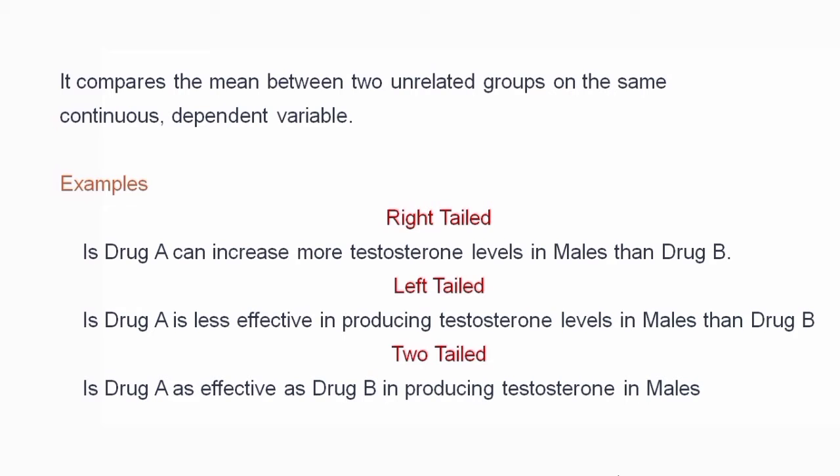The right tail is that drug A can increase testosterone levels in males more than drug B. Mu is for the mean, so we can say mu1 for drug A and mu2 for drug B. So mu1 will be greater than mu2. In this case, this will be my alternative hypothesis. Always my null hypothesis will be mu1 equal to mu2, that is, both drugs are equally effective. So the alternative will be right-tailed, left-tailed, or two-tailed.